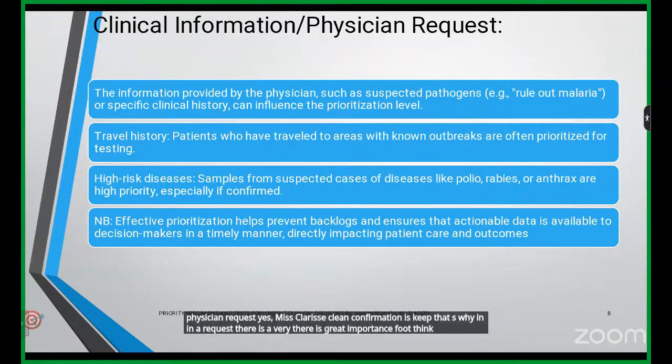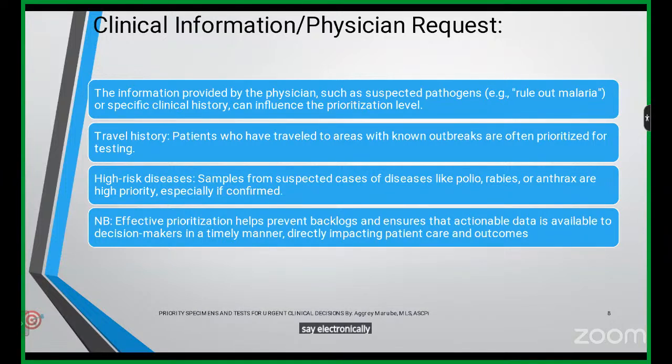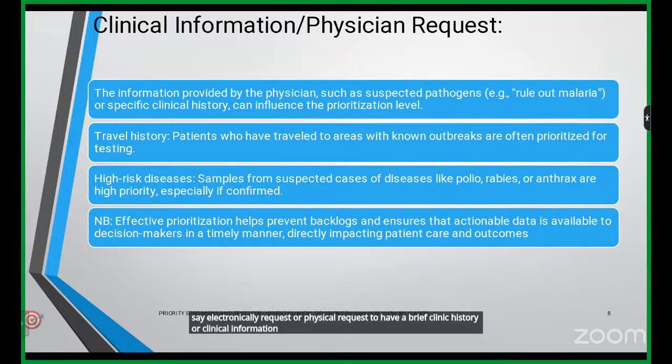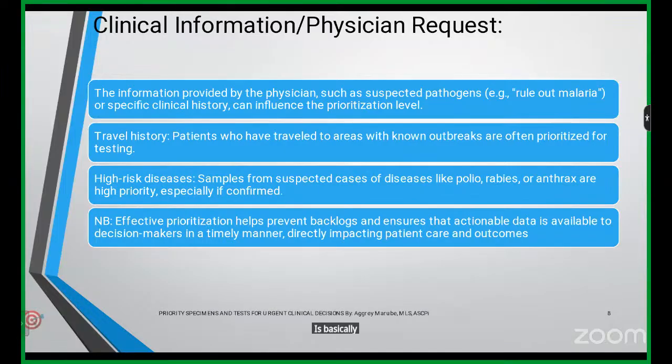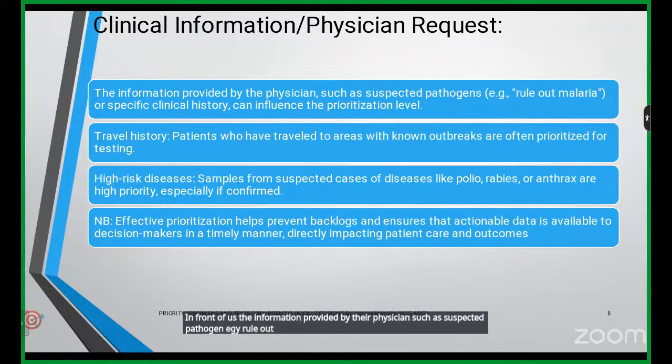I think it's a general rule. It should be a general rule for any request, whether it's electronic request or physical request, to have a brief clinical history or clinical information, because this one is basically a guide to know what we are handling in front of us. The information provided by the physician, such as suspected pathogen, e.g., rule out malaria, or specific clinical history, can influence the prioritization level. You see, this is one of the importance of the clinical history.